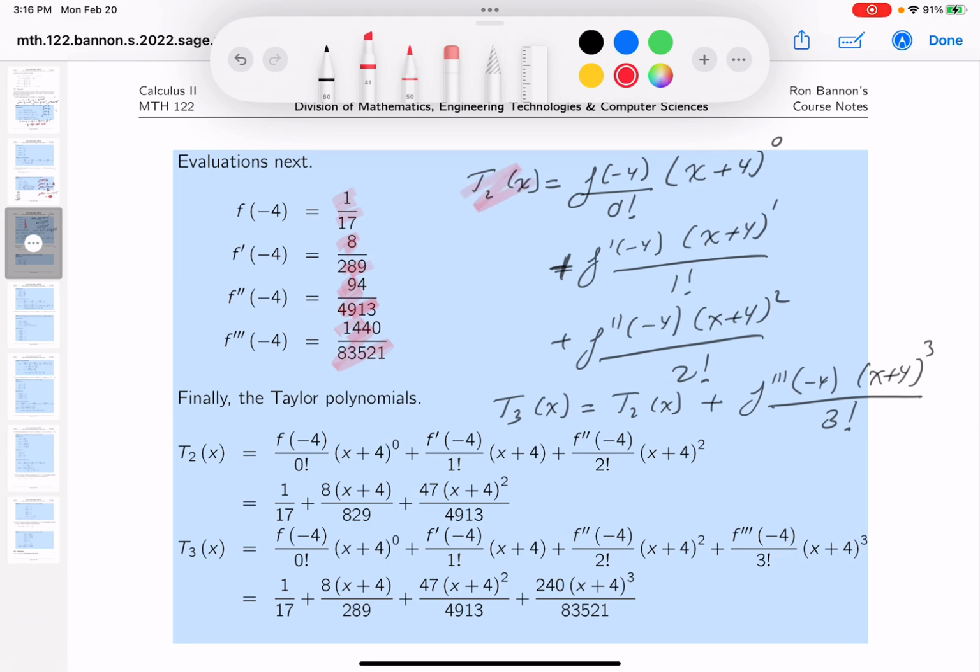For example, T2, I would be writing this stuff down. That's all I'd write down. And T3, I wouldn't write T2 over again. I would just add the next term on, so forth and so on, if you're asked beyond that.